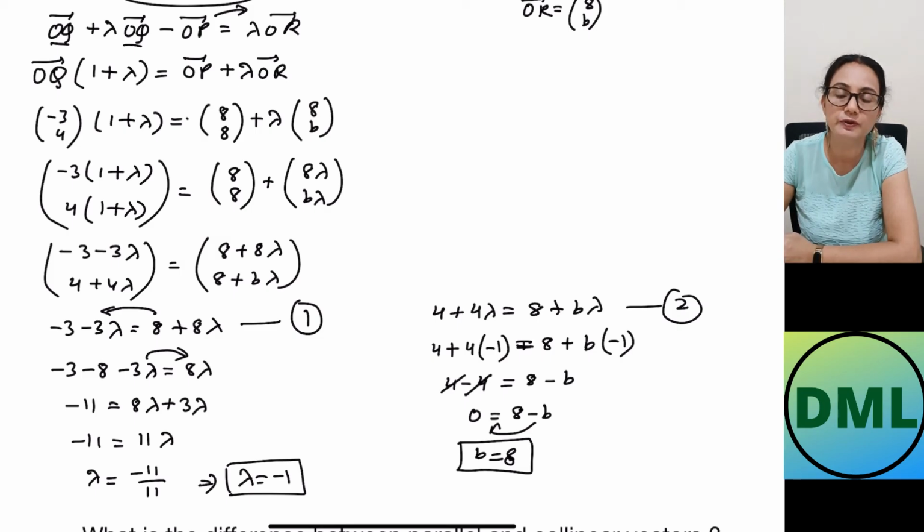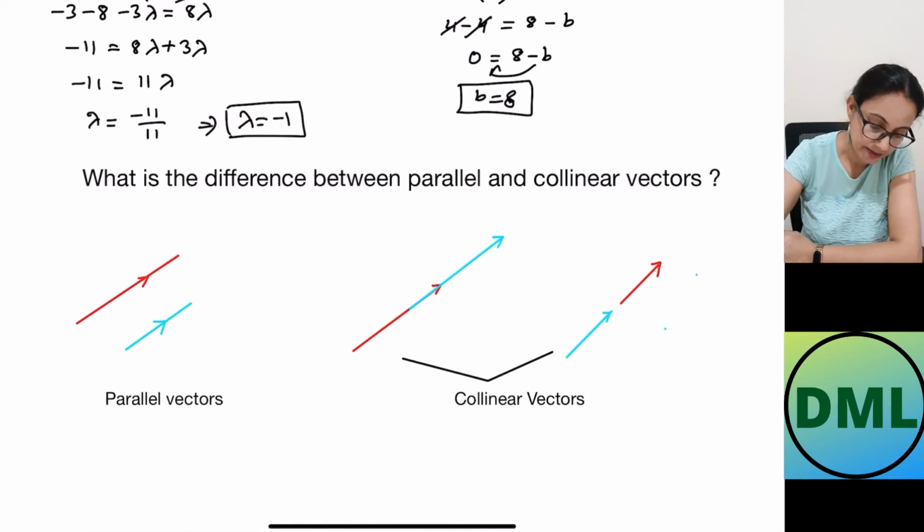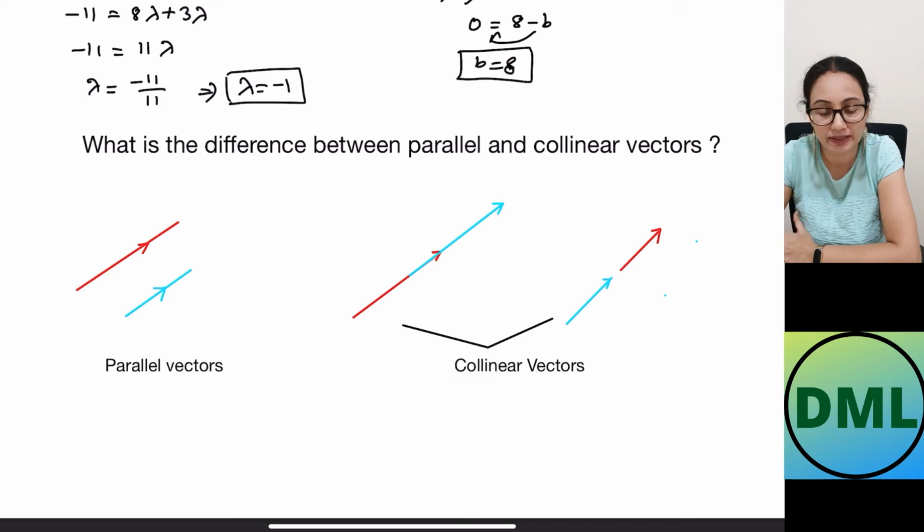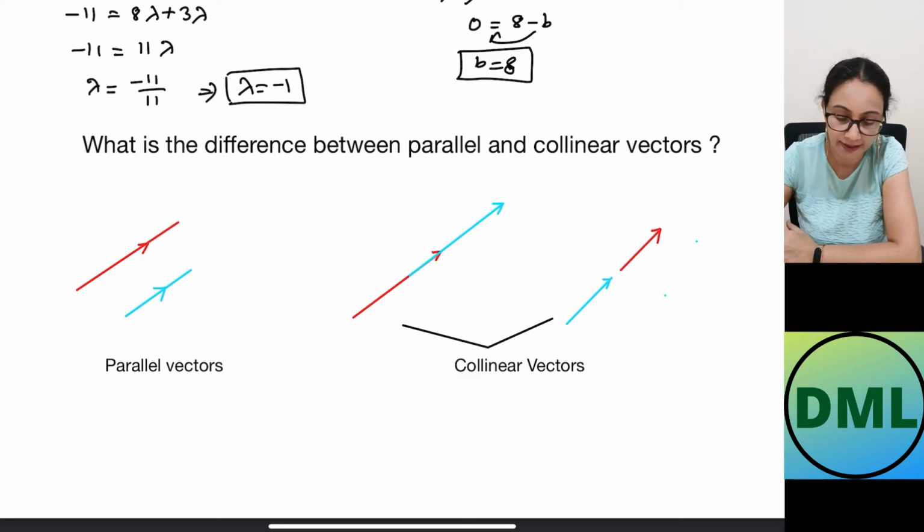Now let's see the difference between the parallel and the collinear vectors. What is the difference between parallel and collinear vectors? If I draw the vectors like this, parallel to each other, that means I can say that the vectors are parallel to each other because those two vectors are parallel. Now, what is the difference with collinear vectors? Collinear means they are in the same line. So if I say that the vectors are overlapping with each other but they are in the same line, or I can draw the vectors in the same line but at some distance, still they are considered as collinear vectors. So these two vectors will be known as collinear vectors.